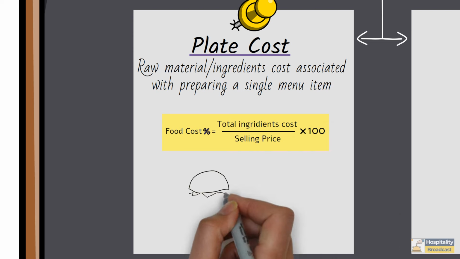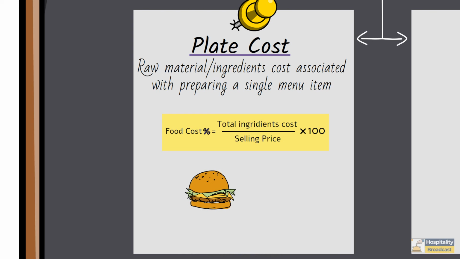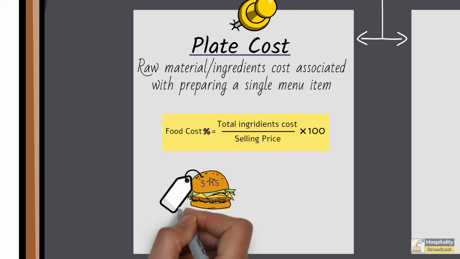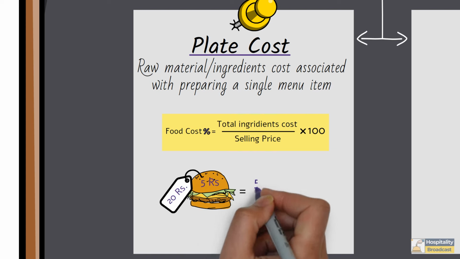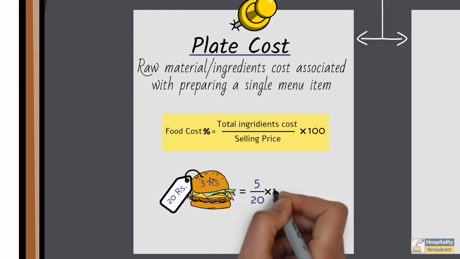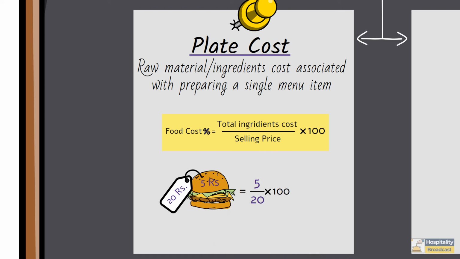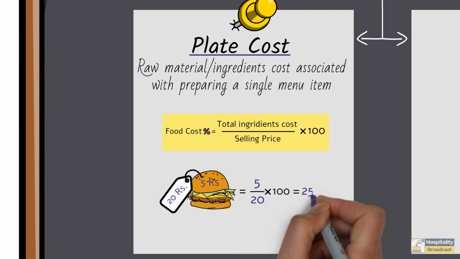Let's take an example of a burger. If it costs 5 rupees to make a burger and you sell it for 20 rupees, then the food cost percentage is 5 by 20 multiplied by 100. So the food cost percentage for this burger is 25%.